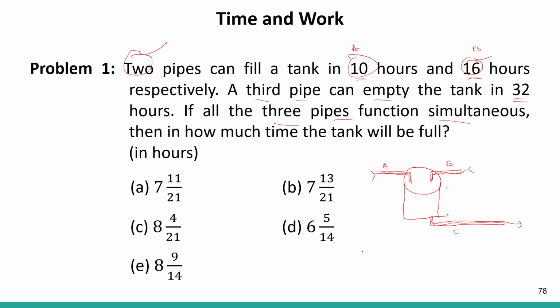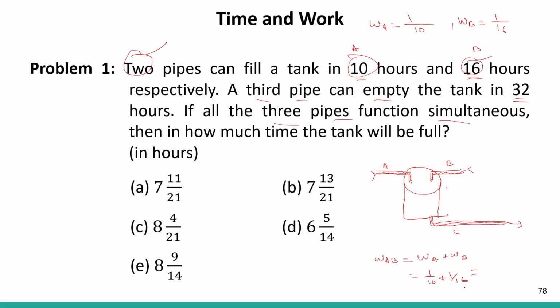Let's go forward with the combined work rate of A and B when they are filling the tank. Combined WAB will be equal to WA plus WB. WA is 1 by 10, the reciprocal of the time taken to complete it individually, and WB is 1 by 16. So this is 1 by 10 plus 1 by 16. This much of the tank is filled per unit time.